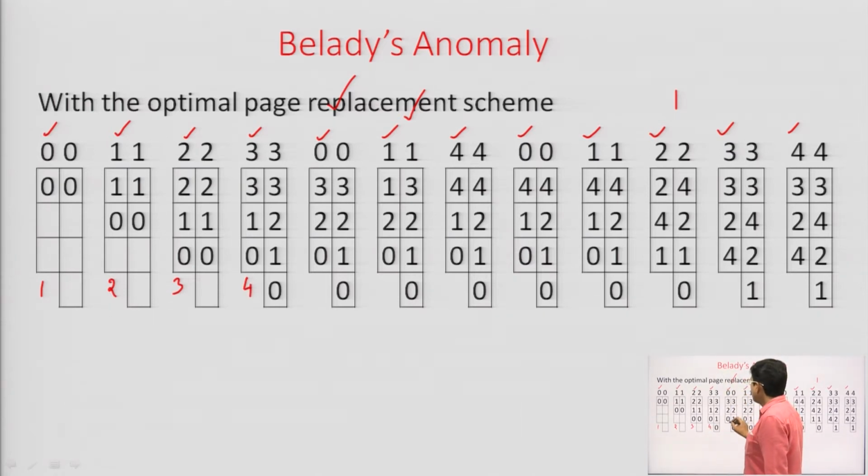So, there is a page fault and we have done the page replacement as well. Now, there is a reference of 0 which is already present, so there is no page fault. Then there is a reference of 1 and 1 is not present, so we will be sending one of the pages out.